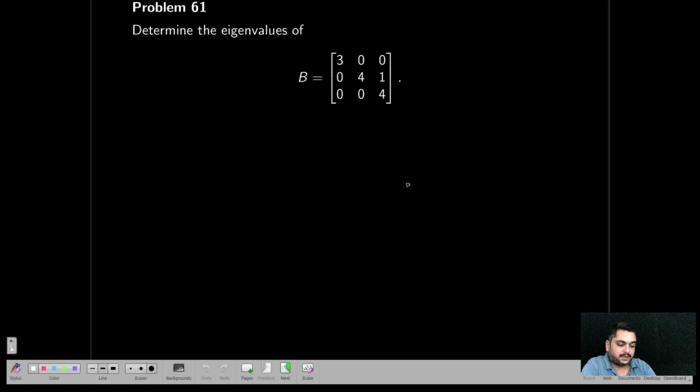Welcome to GATE CSE. We'll solve some problems on eigenvalues and eigenvectors and diagonalization of the matrix. Given this matrix, determine the eigenvalues of it.